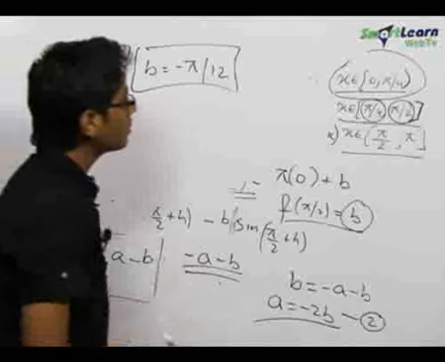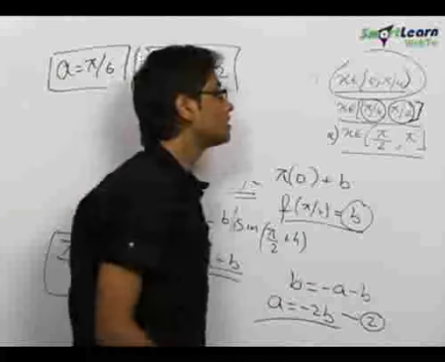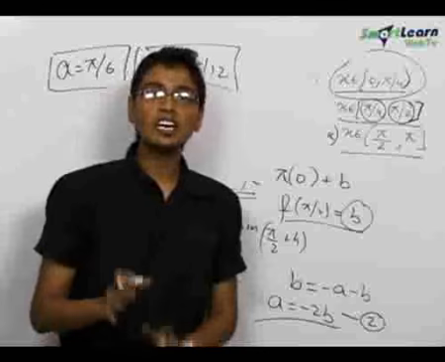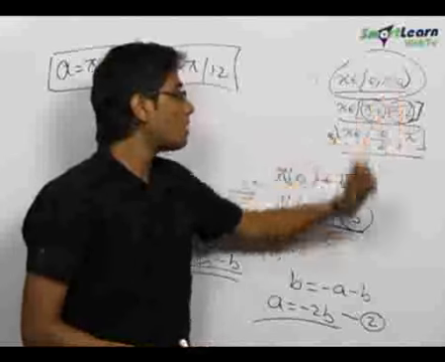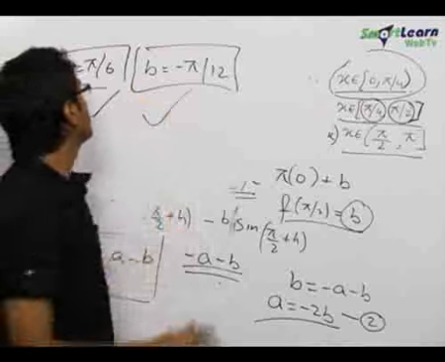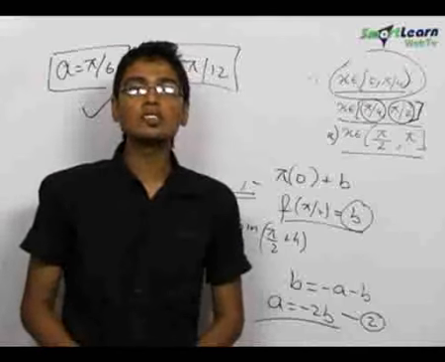So for the function given in three intervals 0 to pi by 4, pi by 4 to pi by 2 and pi by 2 to pi, we check the continuity of the function at x equals pi by 4 and x equals pi by 2 and got the final answer of a and b as a equals pi by 6 and b equals minus pi by 12.